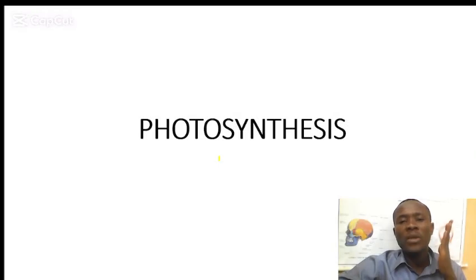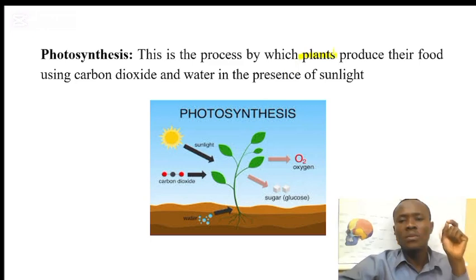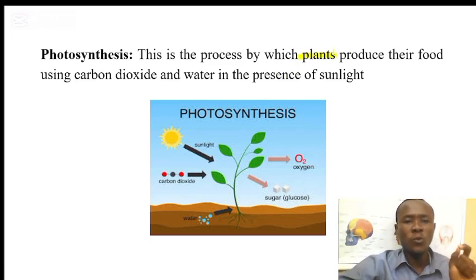So today we are going to talk about photosynthesis, which is a very interesting topic. So let's start with what is photosynthesis, which is the process by which green plants produce their food using carbon dioxide and water in the presence of sunlight.